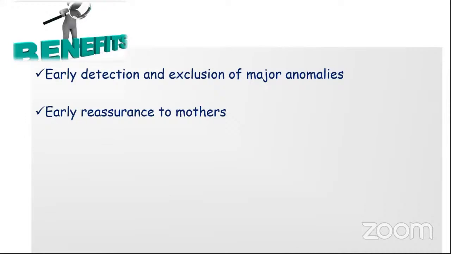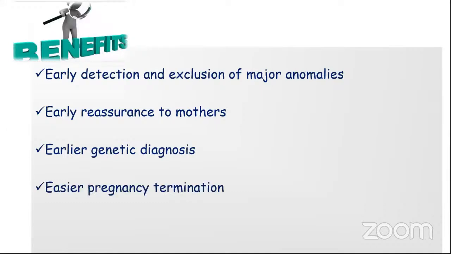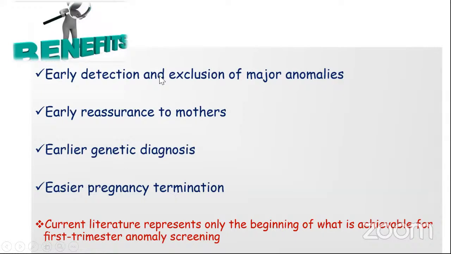There are numerous benefits. Early detection, exclusion of major anomalies helps us reassure the expecting mothers. If we find such kind of abnormalities, we can go on to do further invasive testing and genetic diagnosis. And that helps us to explain the scenario to the couple about the recurrence rate and how they are going to progress in their next pregnancy, any pre-conceptional testing if it is required. Of course, easier pregnancy termination. I wouldn't say easier. Any pregnancy termination is not easier, but definitely safer, as we all obstetricians know, that the first trimester termination is comparatively safer as compared to the second trimester.